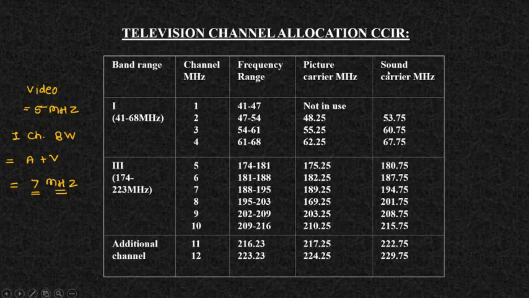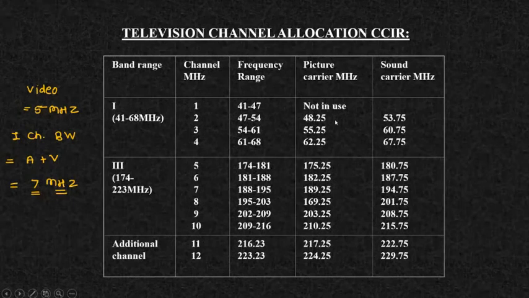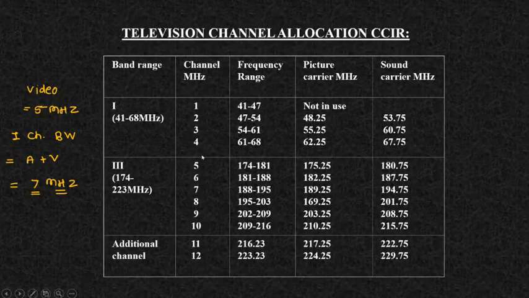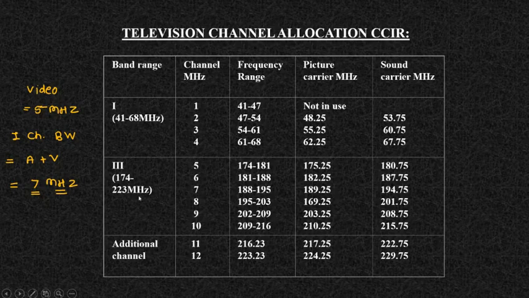Now, the picture carrier and sound carrier, I'm not going to tell you right now because it needs some explanation why the picture carrier is at that frequency only. I'll explain these things afterwards. Okay, so this is everything about band range 1. This is VHF band 1. VHF band 3 is from 174 to 223 megahertz.